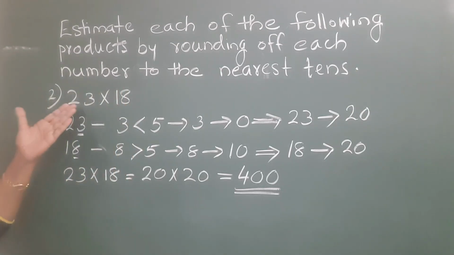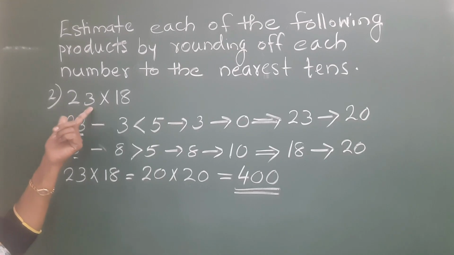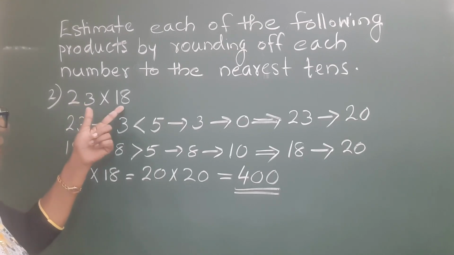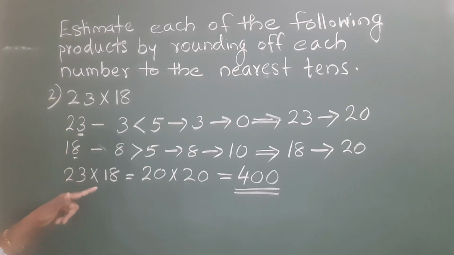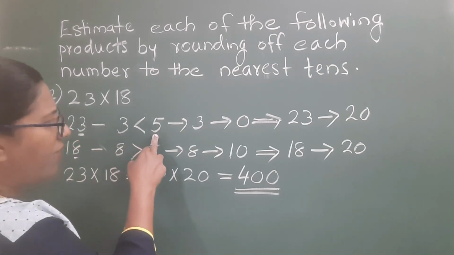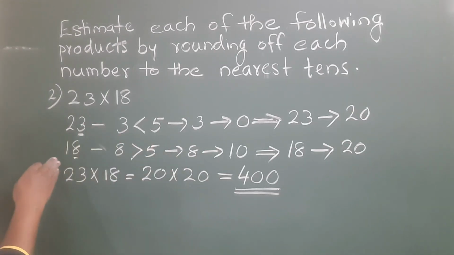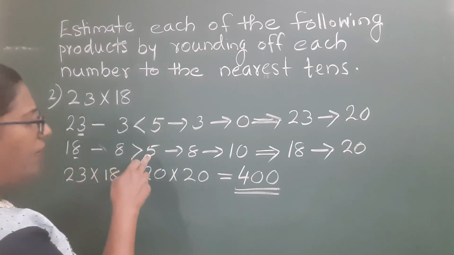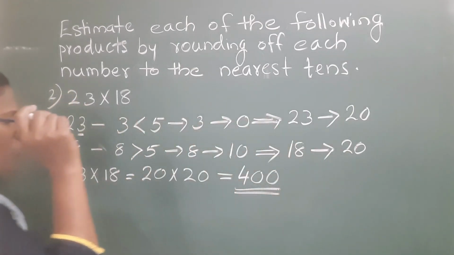What we have to do? 23 into 18. This is what we have to multiply after doing rounding off. 23 and 18. First we have to round off to the nearest tens. Then we have to do the multiplication. So in 23, 3 is in ones place. The 3 is less than 5. So 3 rounds off to 0. So 23 rounds off to 20. Then in 18, 8 is in ones place, so 8 is greater than 5, so 8 rounds off to 10. So 18 rounds off to 20.